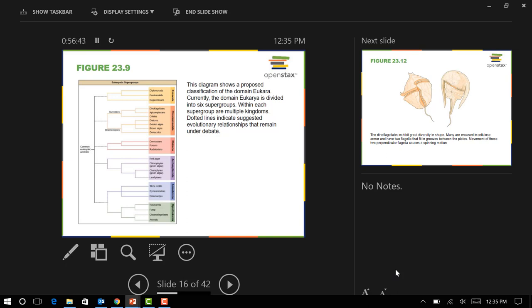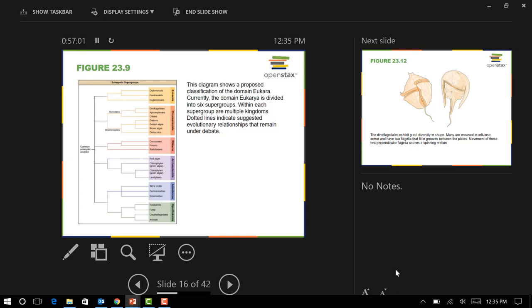And so these six supergroups, I'm not telling you that there's no value here, okay? These six supergroups are valuable. They're valuable ways of organizing these organisms based on similar structures or similar life histories. But what I'm telling you is that this is just a big mess.